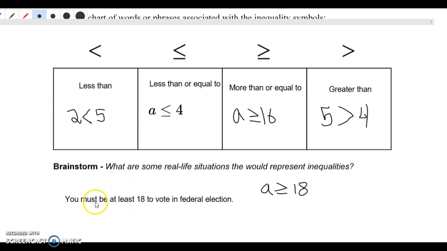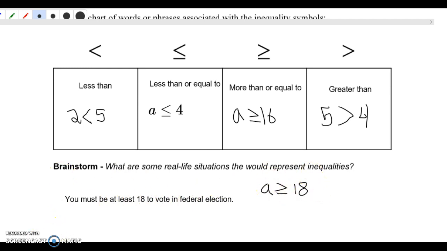The example that I came up with is that you must be at least 18 years of age to vote in a federal election, right? Now, notice how it's saying at least, but I'm using the more than or equal to 18 symbol. Because you have to be at least 18, which means you have to be more than or equal to 18.